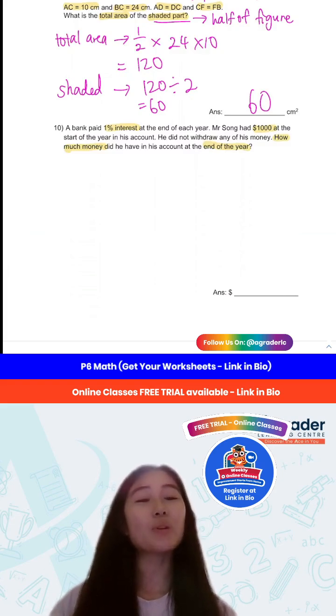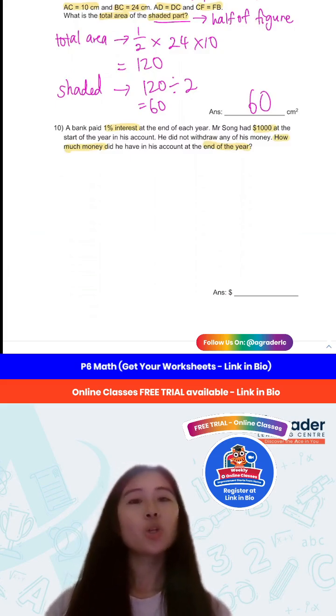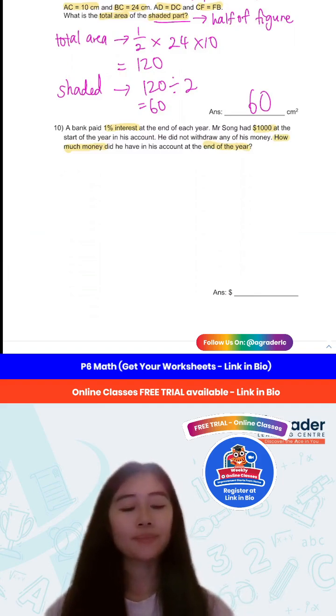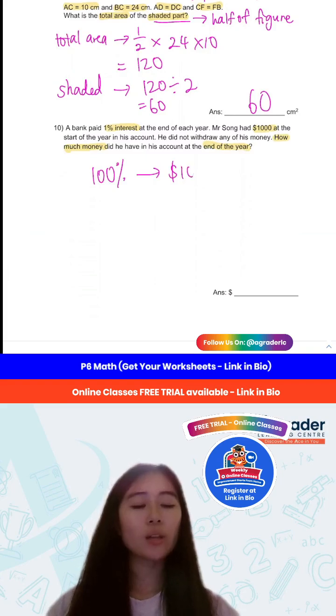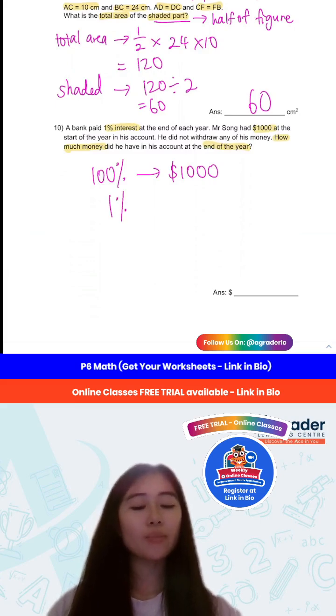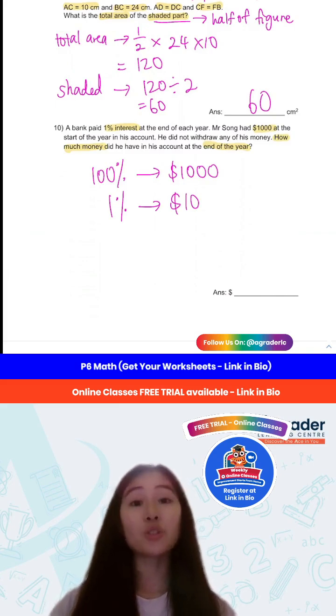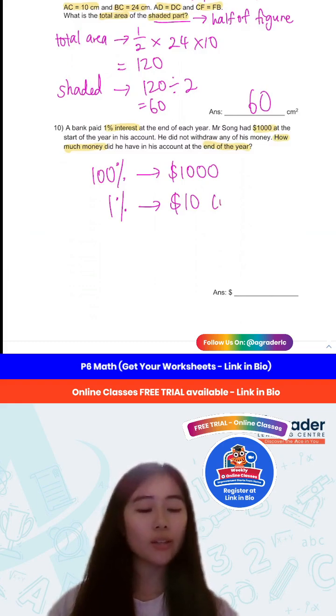Okay, so seems like most of you got the same answer, right? Let's go through this. You can let the total amount of money that he had at first be 100%. So you can say that 100% is represented by $1,000. You can find 1% by dividing by 100, so 1% is $10. This 1% is the interest that he earned, right? So this $10 is the interest that the bank paid him.